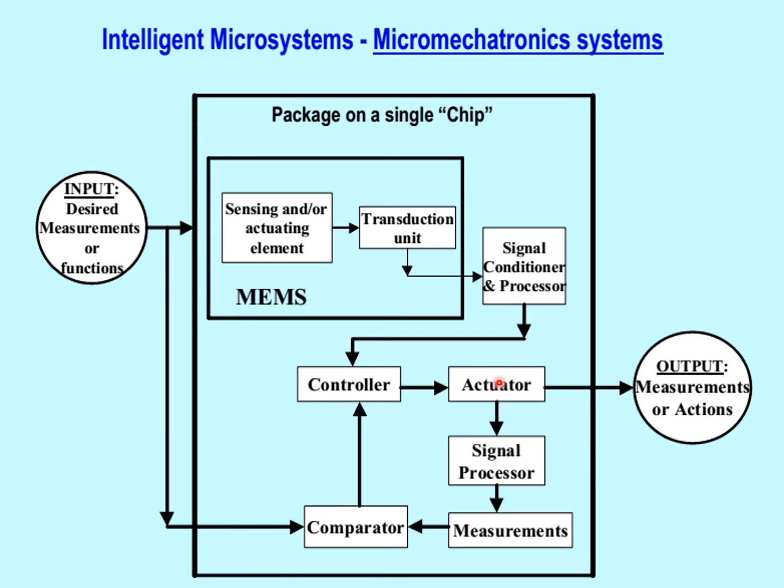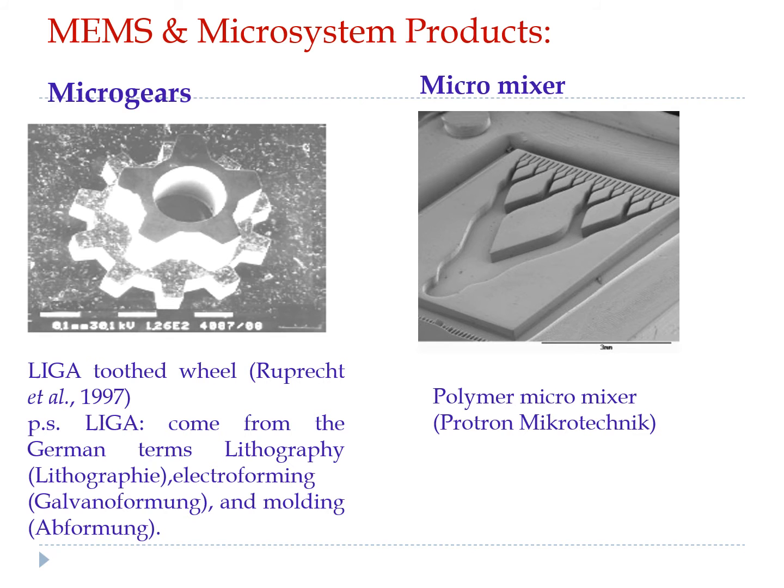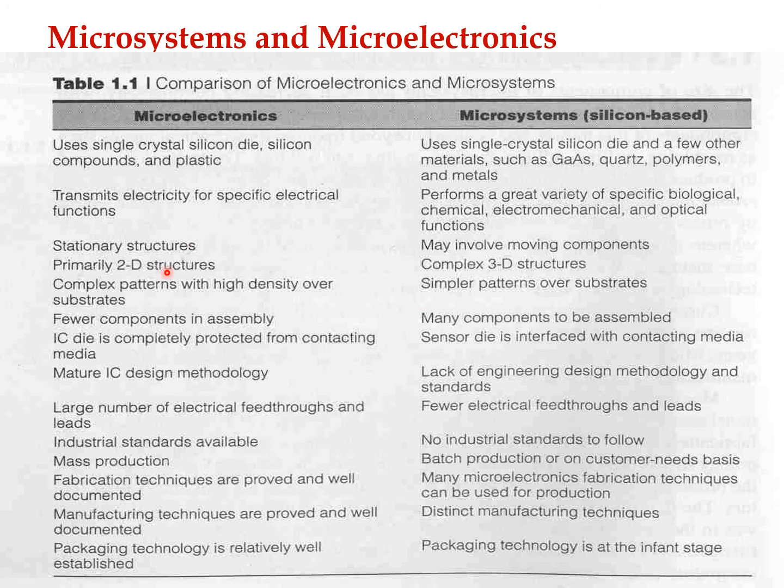From there also, if there is any deviation, we can have a comparator that compares. If you want to do a reverse action, then the controller will do the reverse action. So we have a feedback system also. This is how the intelligent microsystem is working. Then what are the MEMS and microsystem products? We have micro vias, micro mixers, and various other micro level products available.